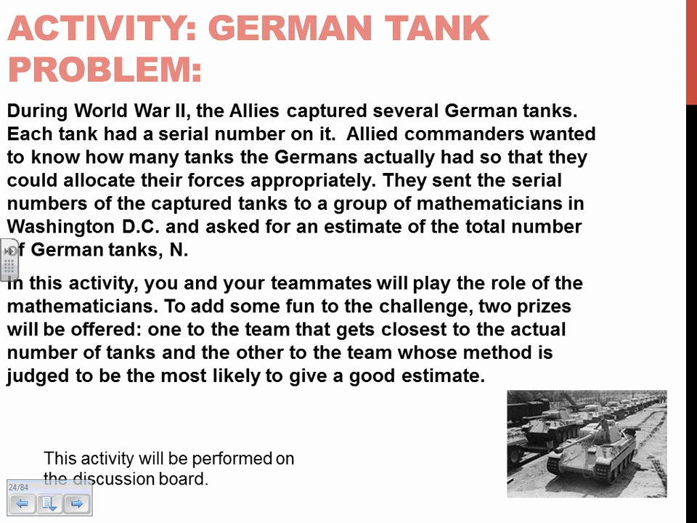All right, so this is just an activity. Again, we're just going to talk about it. We're actually not going to do it on the discussion board, but it is just kind of cool to think about. During World War II, the Allies captured several German tanks. Each tank had a serial number on it. Allied commanders wanted to know how many tanks the Germans actually had so that they could allocate their forces appropriately. They sent the serial numbers of the captured tanks to a group of mathematicians in Washington, D.C. and asked for an estimate of the total number of German tanks.